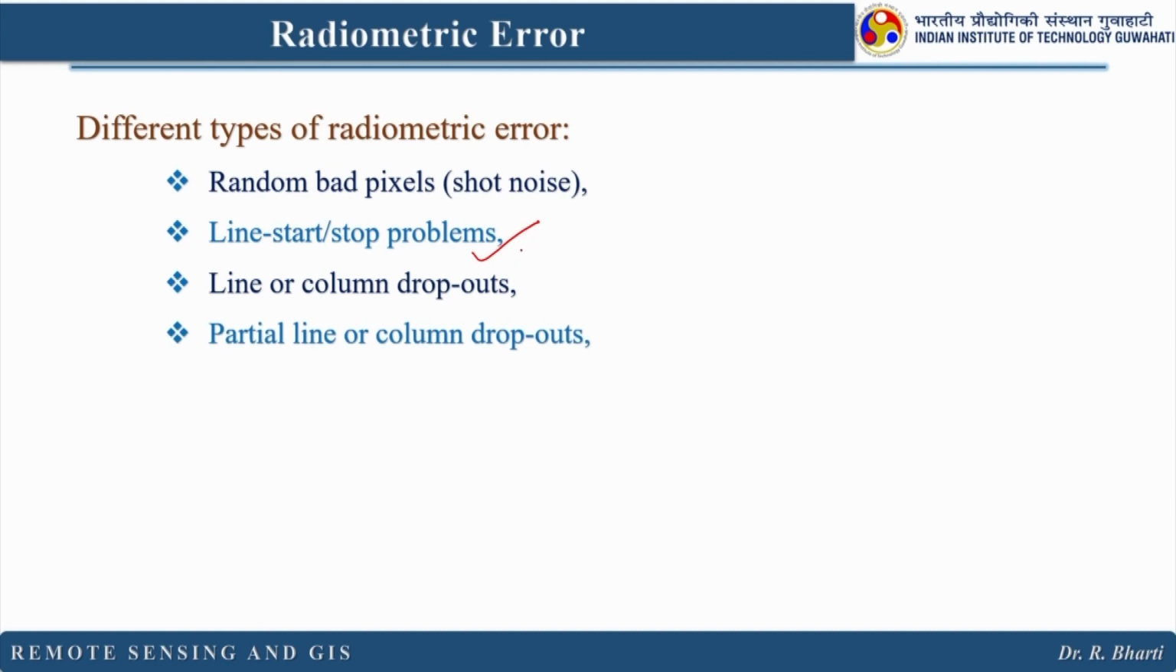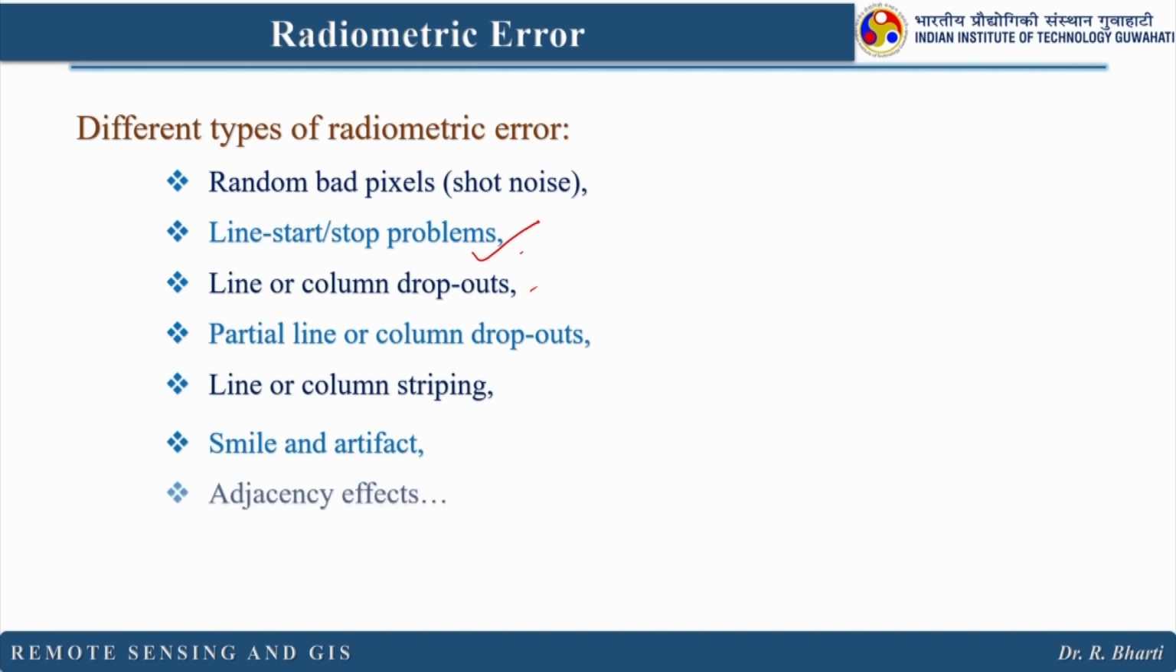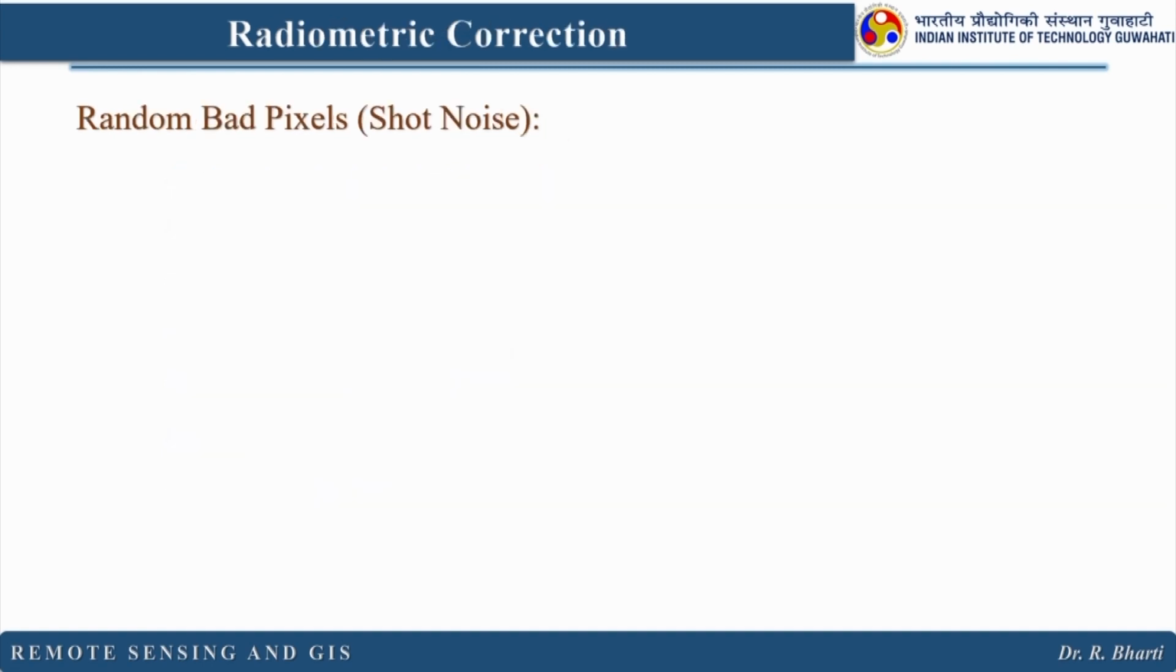So from these two, like if there is a slight problem, partial problem, then in the beginning we had line start and stop problem, then line or column dropouts. Now here we have partial line or column dropouts. Then next is line or column striping, then smile and artifacts, and the last one is adjacency effects. So there are different types of errors we consider in this category, right. So these are few very popular and very commonly occurring errors in your image, right. So you have to understand this very carefully.